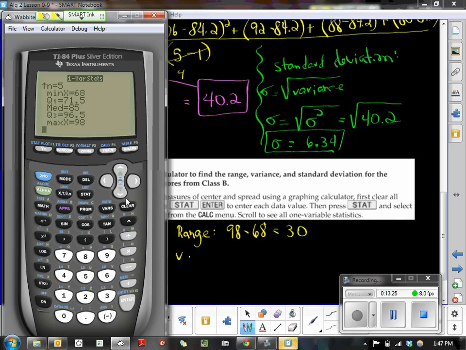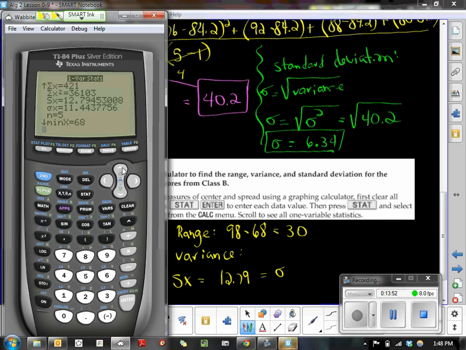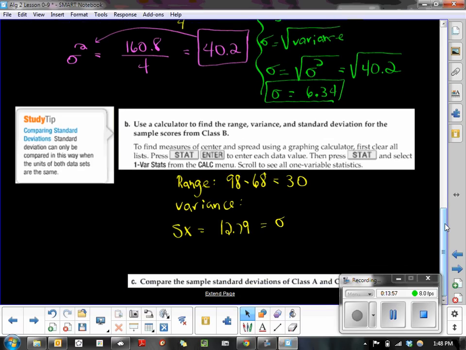Now we can't get variance directly. I'm going to come back to variance, but there's a tight relationship between variance and standard deviation of a sample. As I said, since we have a sample, we want to use Sx, which is approximately 12.79. Sigma is the key to that whole symbol, but it's normally for population.